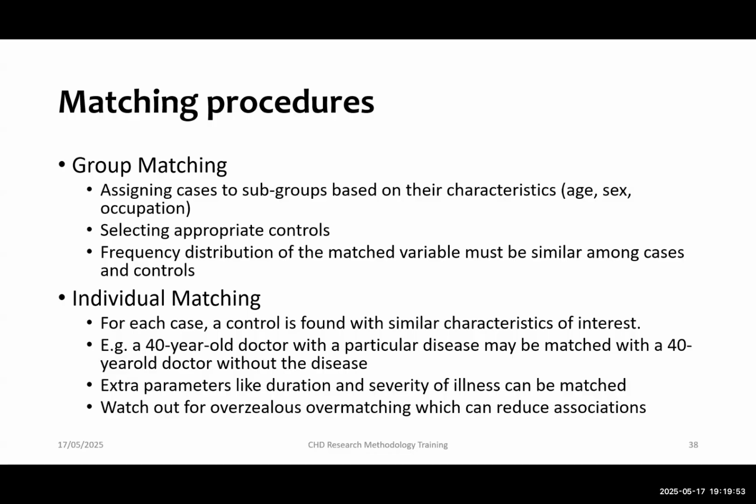of interest that has the ability to influence the outcome measure or the results, the hypothesis that you're trying to check. But we have to be careful when we're doing individual matching, because the tendency to be overzealous in matching can actually reduce the association that exists. So when you overmatch, you probably may not be able to find out the association. It's something that has to be done with care. You have to look at what you're looking at.